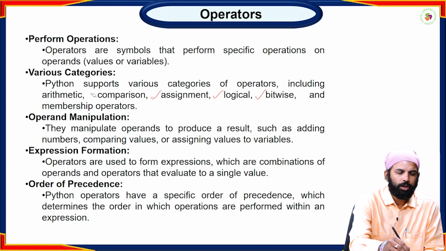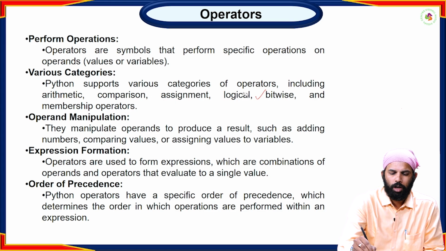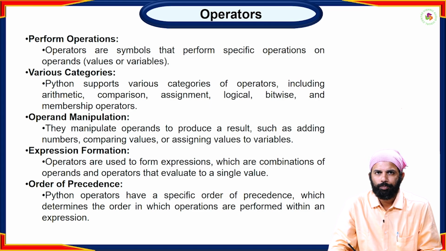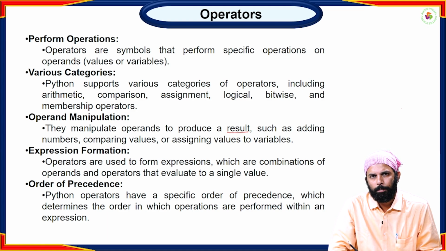What are these? We are going to check them out in the coming sequence of videos: what they work on, how they work, and what the priority of using them will be. We will see this in detail in the next video. When we talk about operand manipulation, we can manipulate the values of an operand to produce the result. Operators help us go further in the path of getting the actual output expected by the coder.